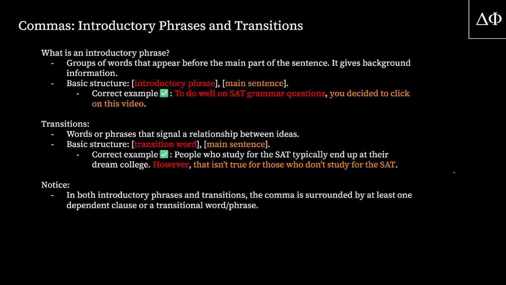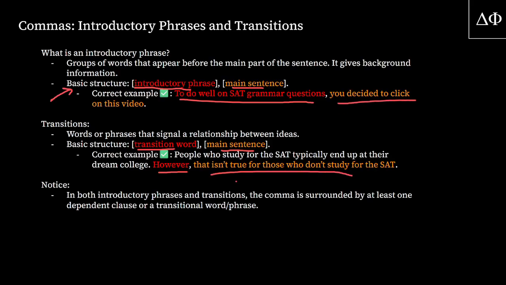Commas can also introduce phrases and transitions. The core rule is that the introductory phrase and the transition go before the main sentence. Look at this basic structure right here. It goes introductory phrase, main sentence, and transition word, main sentence. And look at these examples. Transition word, introductory phrase, main sentence, main sentence. Notice in both of these examples, the comma is surrounded by at least one dependent clause or transitional word or phrase, and that follows the core rule we talked about earlier.